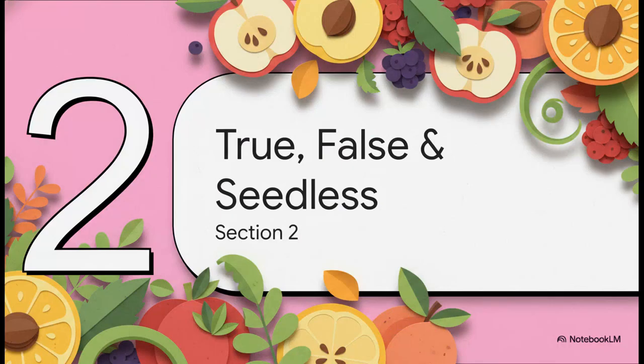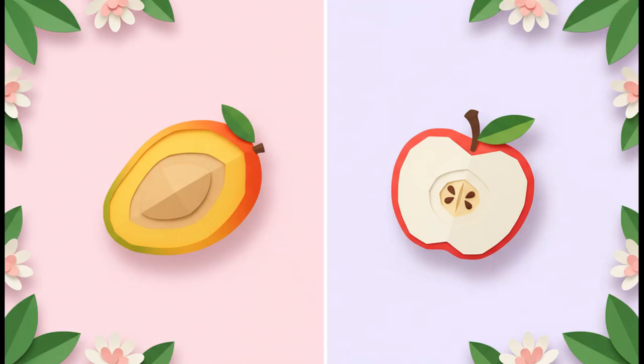Section 2. True, false, and seedless. Did you know fruits are actually classified based on where their pericarp originates? It's true. True fruits, or eucarps, are exactly what we've been discussing so far. Their pericarp flourishes directly from the mature ovary of the flower. A mango is a perfect example of a true fruit. But then we have false fruits, or pseudocarps. In these guys, the pericarp develops from other plant tissues or floral parts, not just the ovary.